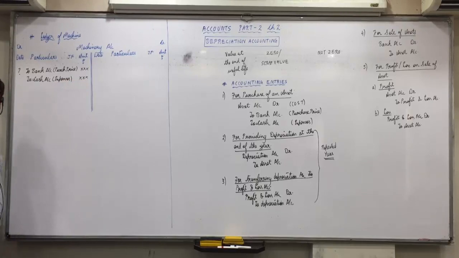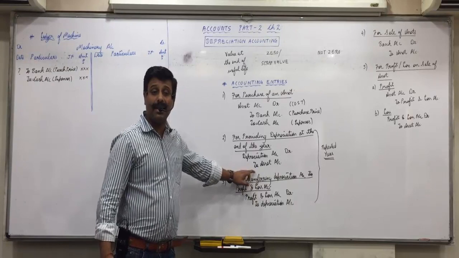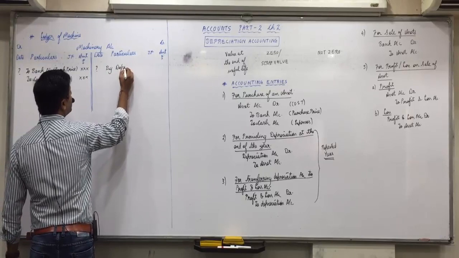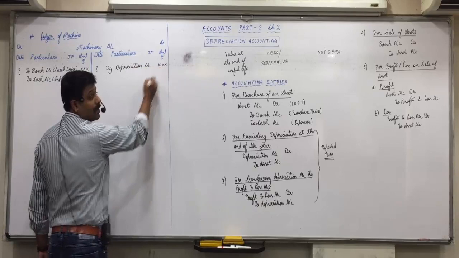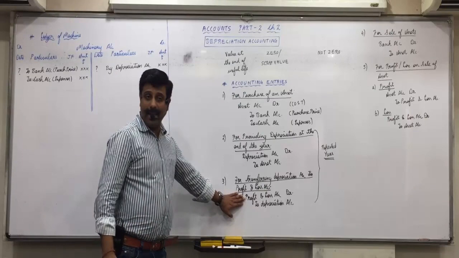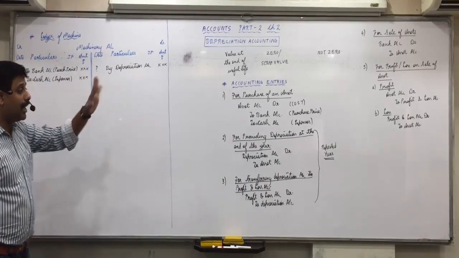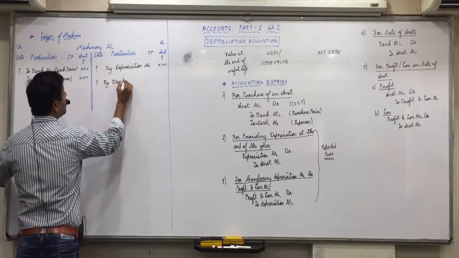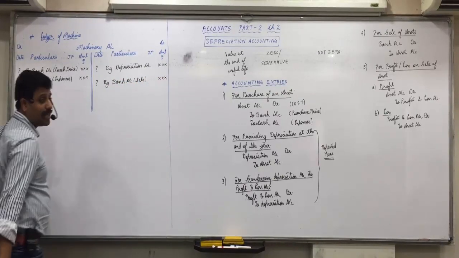Did you understand this? Second entry, depreciation to asset. To asset means where will it come in asset account? Credit side, by depreciation account with the amount of depreciation. Third entry will not have any effect on asset. P&L to depreciation, so it does not affect asset account. Fourth entry, bank to asset. Again, to asset means we'll write on credit side by bank account. This is with the selling price, sale of machine or asset.